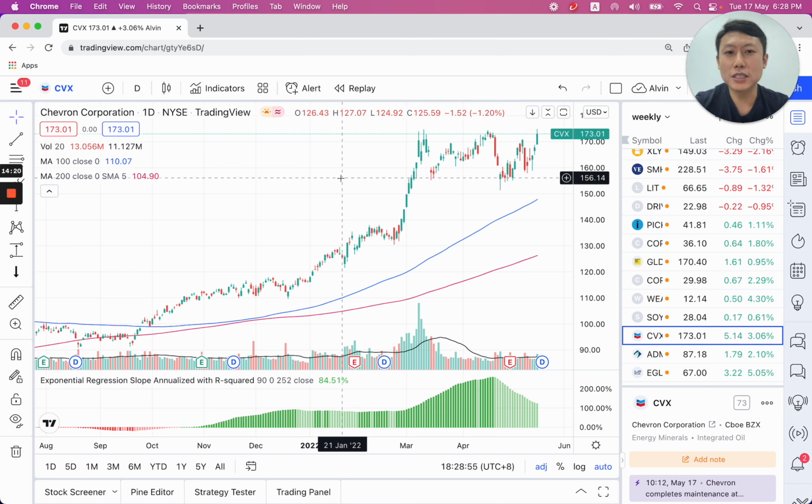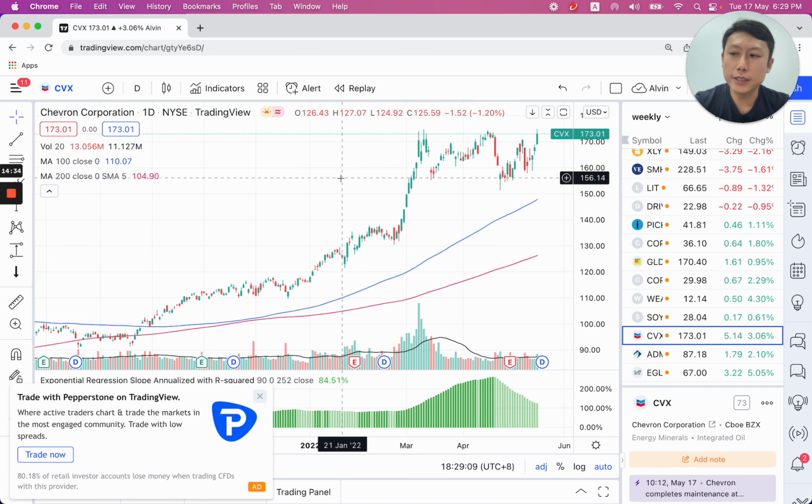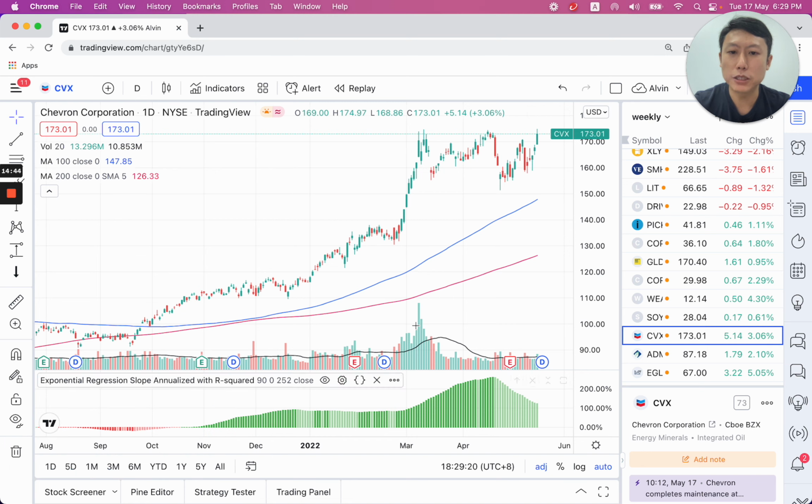And of course, it's not just about buying one stock. Since I talked about Chevron, please don't just buy Chevron and put 100% inside. There should be some degree of diversification. So this is one of the trade ideas within the energy sector. It is an oil major. I think this is the second largest weightage component in the XLE ETF. The first one is ExxonMobil, but Chevron has a stronger momentum compared to ExxonMobil. So that's why I picked this.